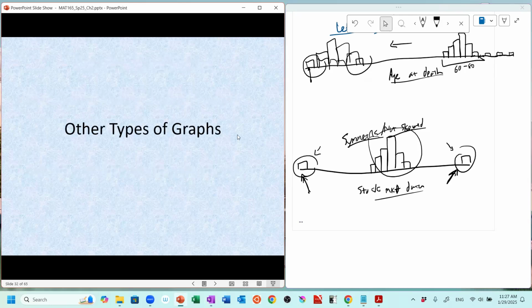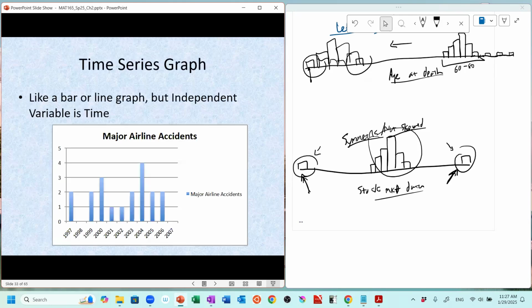All right, let's look at some other types of graphs now. An example here is a time series graph. It looks like a bar graph or a line graph, but our horizontal axis represents time. I suppose you can argue that it's a histogram, where your bins are this year or that year or some other year. But really, this has a fundamentally different feel than a histogram. Instead of making bins of different heights or different grades, we have a progression of time.